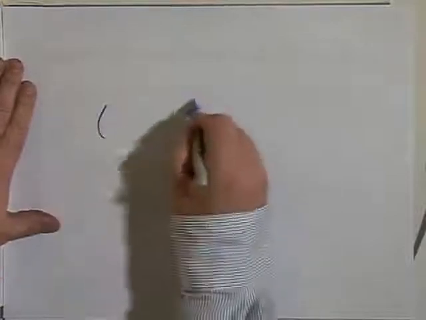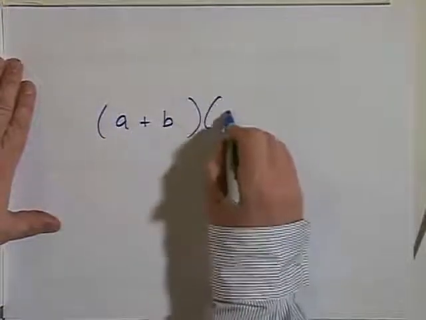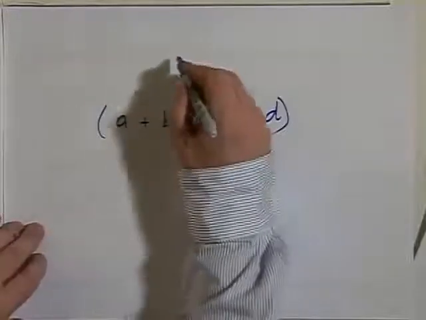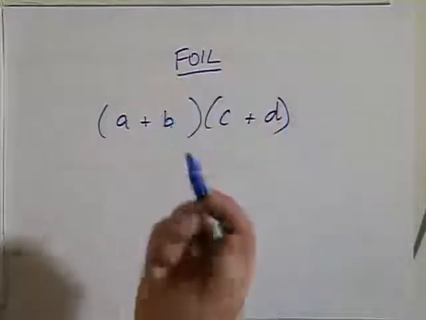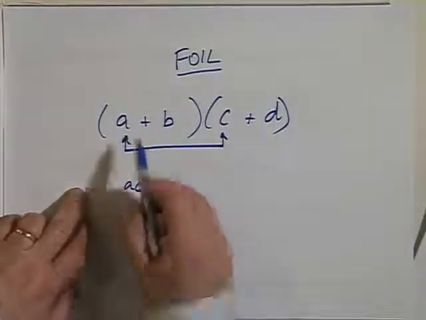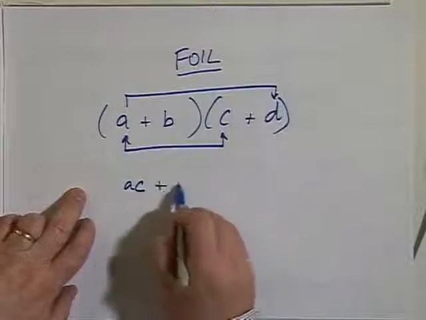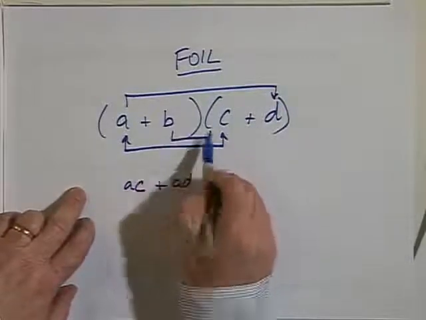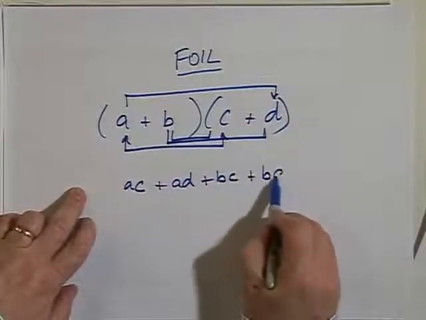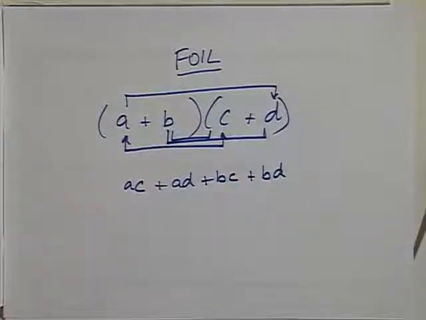But what they talk about when they do this in high school, when they multiply a plus b by c plus d, you multiply everything in this by everything in that. And they call it the FOIL method. The first thing they do is the first one in each, a times c. Then the outsides, a times d. Then the insides, b times c. And then the last, b times d. And that's how they get the four things together there.